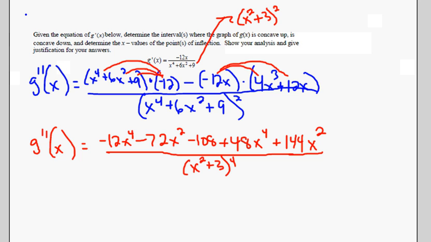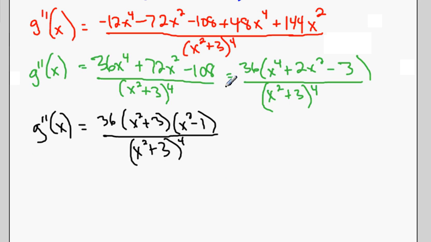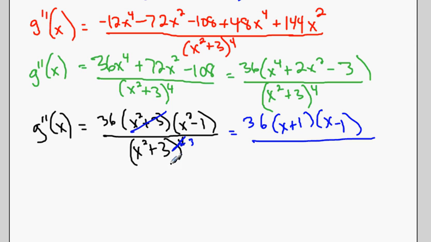So now let's combine like terms and then start factoring, to see if we can cancel anything out. Okay, so you can see a couple of steps that I've done to simplify. Now we can cancel out, hey, I have an x squared plus 3 here, and I have 4 of them down at the bottom, so I can just rewrite that to have 3 of them. And so I am left with 36, and the x squared minus 1 is a difference of squares, so that's x plus 1 times x minus 1. And now down here, I have x squared plus 3, all cubed. Okay?